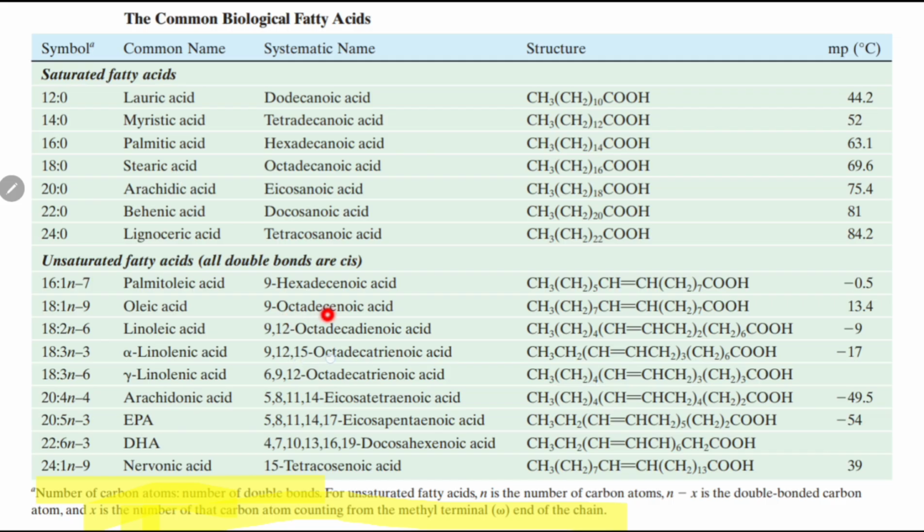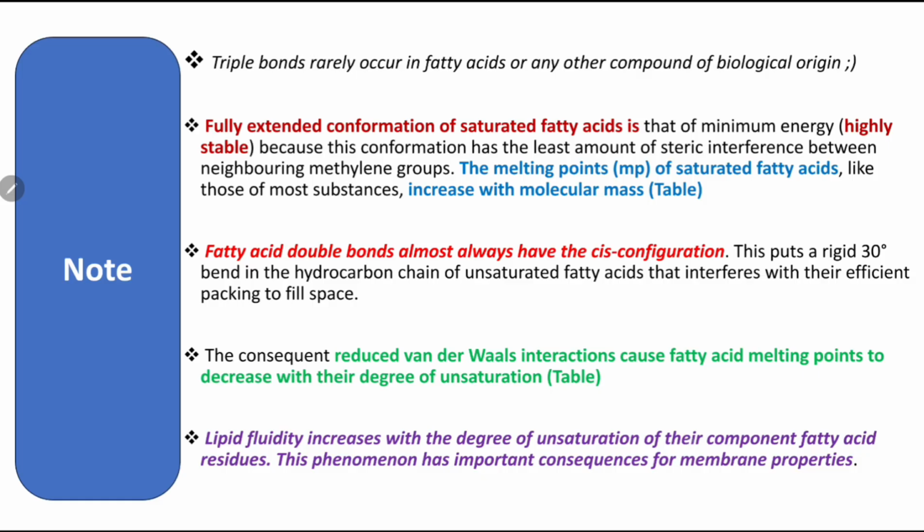So if oleic acid, 18 carbons with 1 double bond, has a melting point of 13.4, nervonic acid at 24 carbons has a melting point of 39. So around room temperature, atmospheric temperature is 32. Nervonic acid will be solid. Nervonic acid is found in the brain. So lipid fluidity increases with the degree of unsaturation of the component fatty acids. This phenomenon has important consequences for membrane properties.